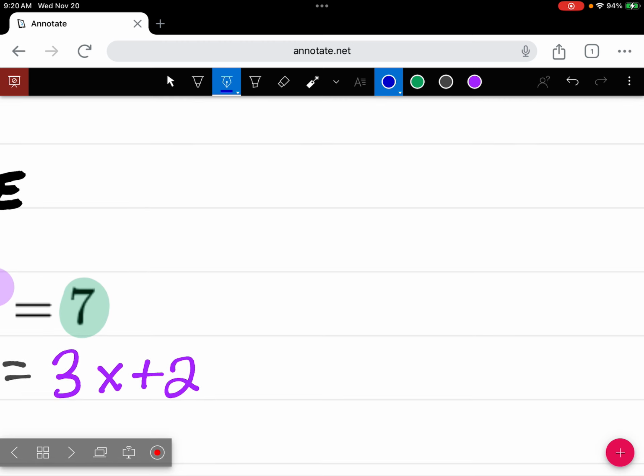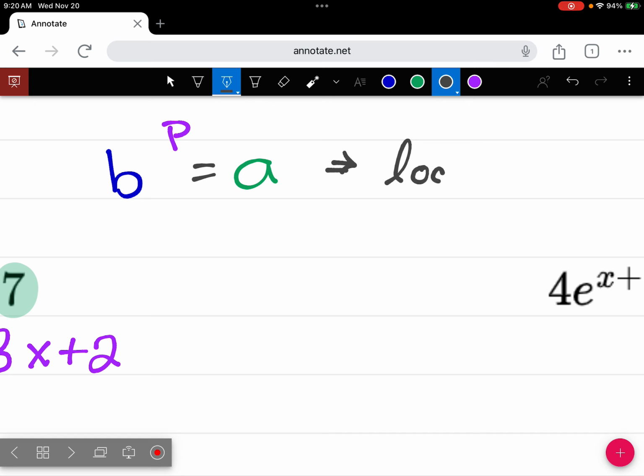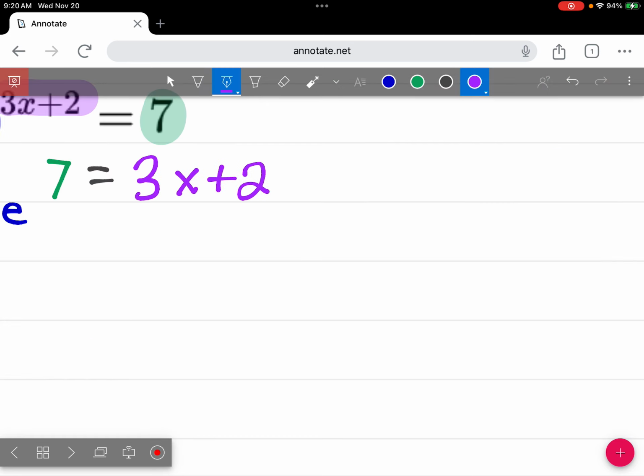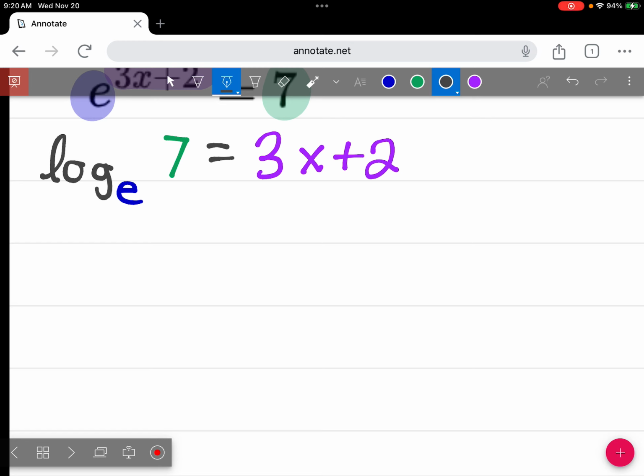Using that pattern we wrote down the other day, B to the P equals A is equivalent to log base B of A equals P. So that's what we're using here, our B, P, A, log B of A equals P. Log base e, that's just ln. So this left side is ln of 7 equals 3x plus 2. I'm trying to get x by itself.